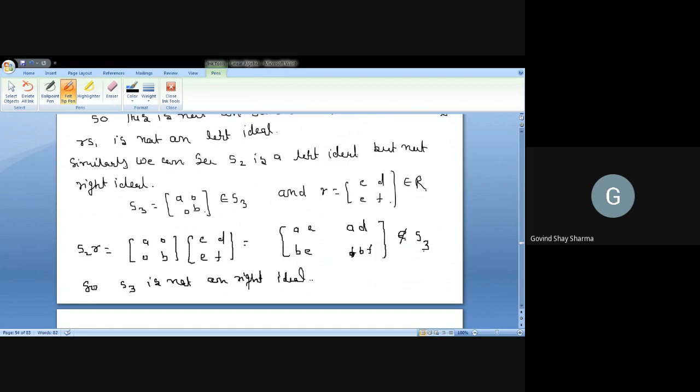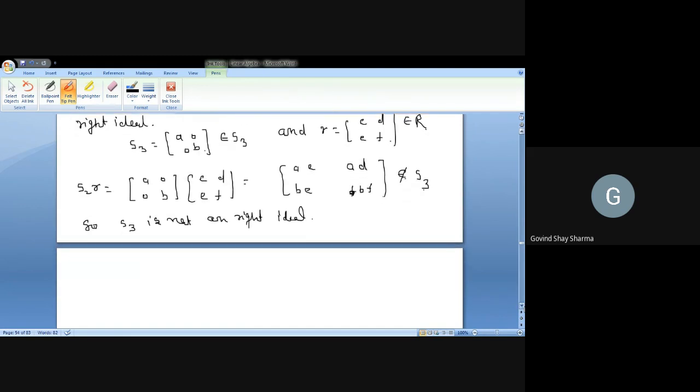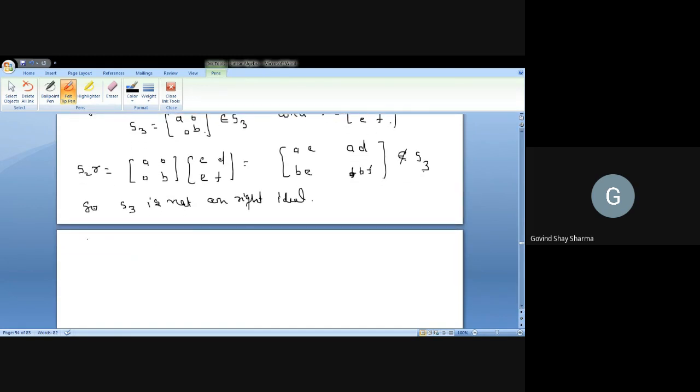So this way we can see that S3 is not a right ideal. Now we will show that S3 is not a left ideal also. For that we take R multiplication from the left side. So we take R S3.